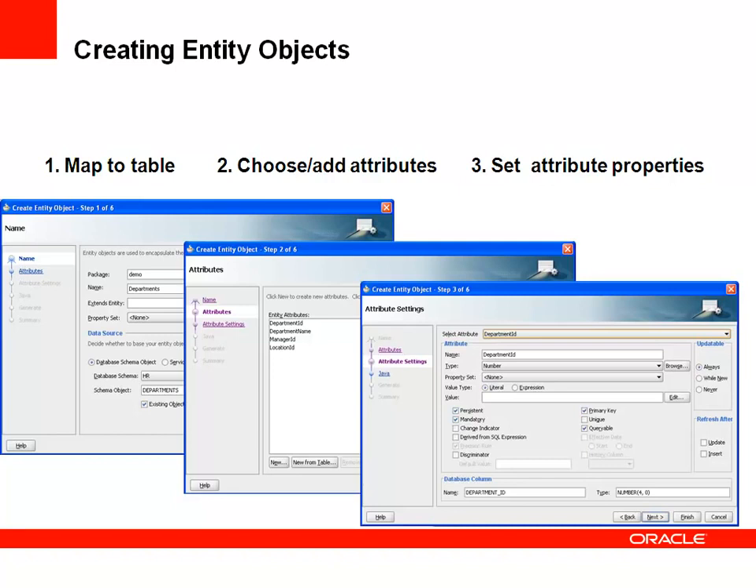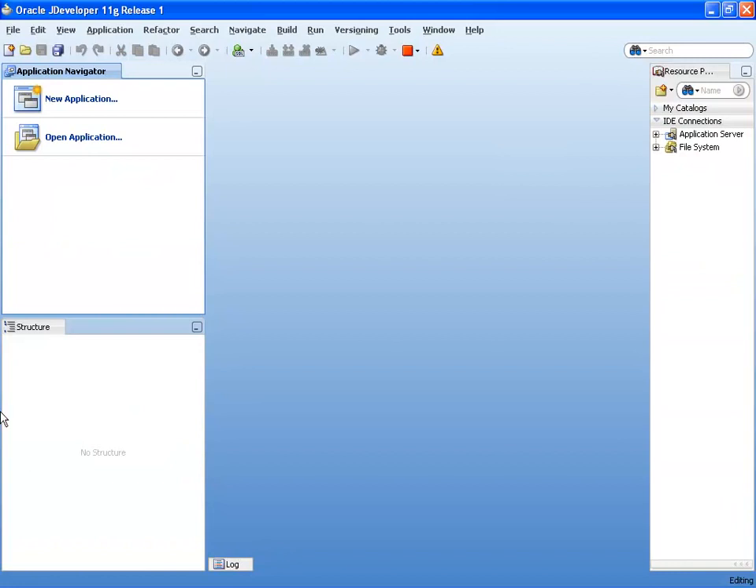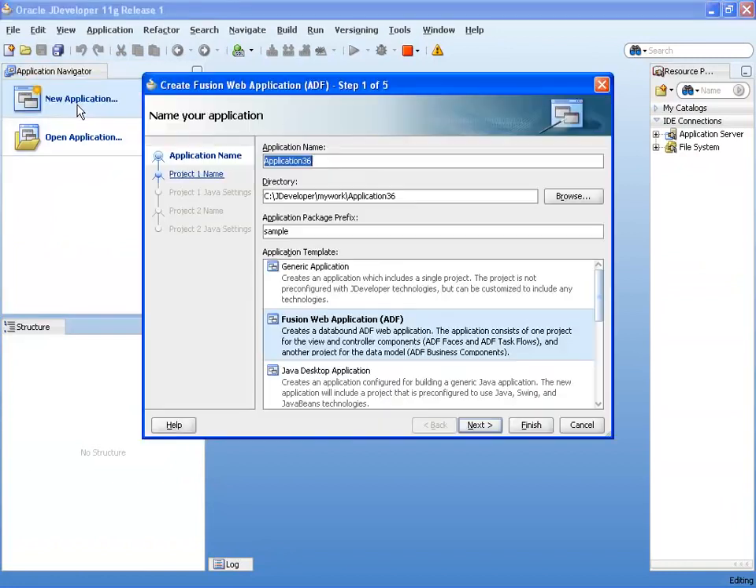Let's now look at how you actually build an Oracle ADF Business Component layer for your application. The first step is usually creating an entity object, and this involves mapping to a database table, choosing the specific attributes you want to use, and setting properties for those attributes. We'll switch now into JDeveloper and show you how to build this layer.